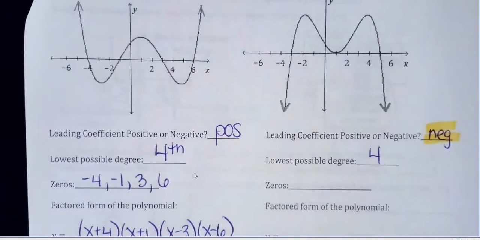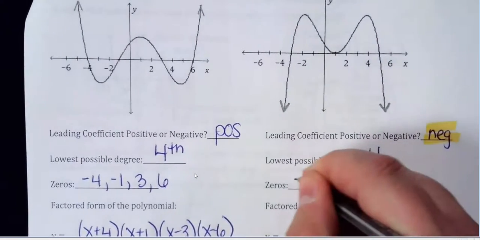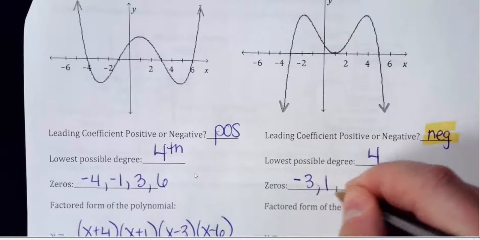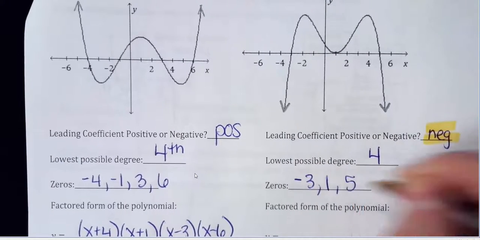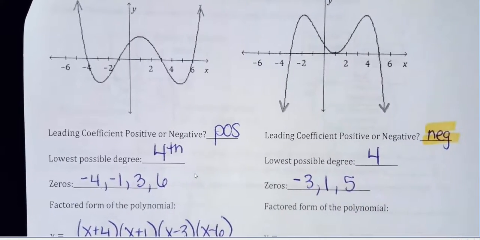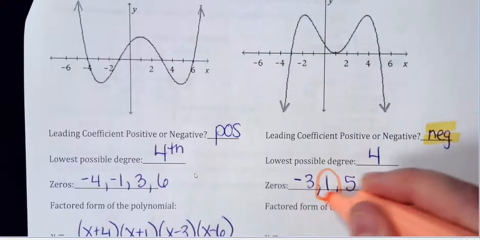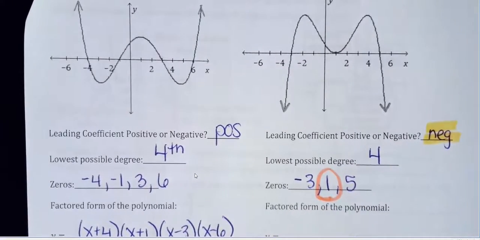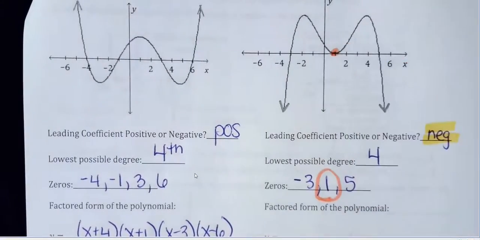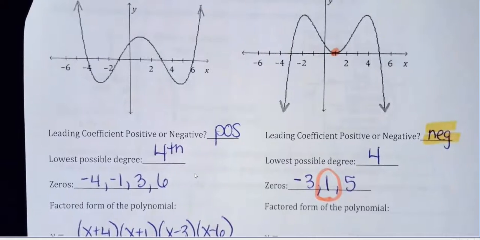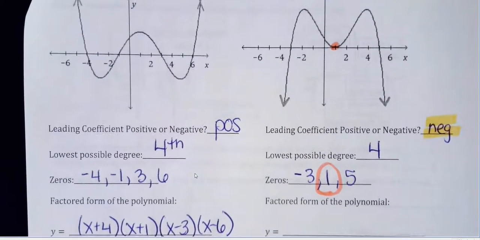All right, now my zeros, right? I've got -3, +1, and 5. And I would say, hey, at one of those there was a bounce, right? If you're looking at the graph, there is a bounce there. Okay, so just keep that in mind when we write our little factored form.